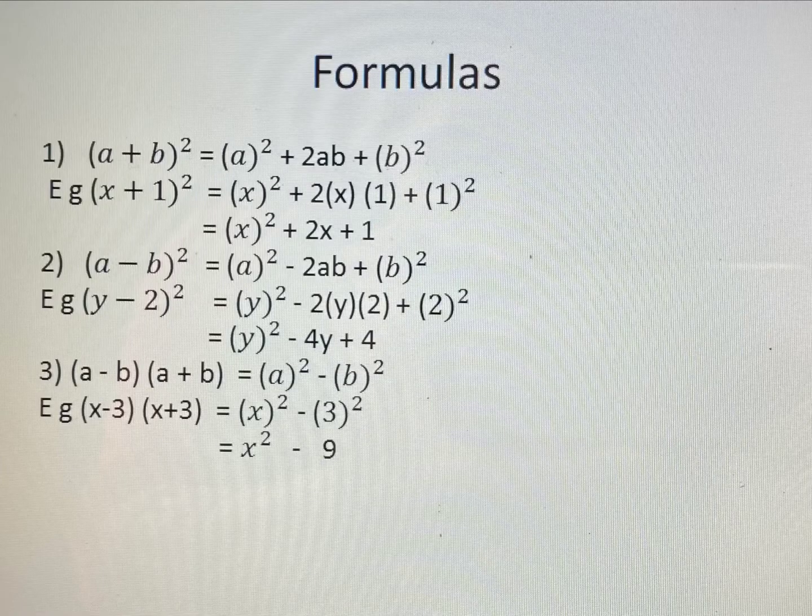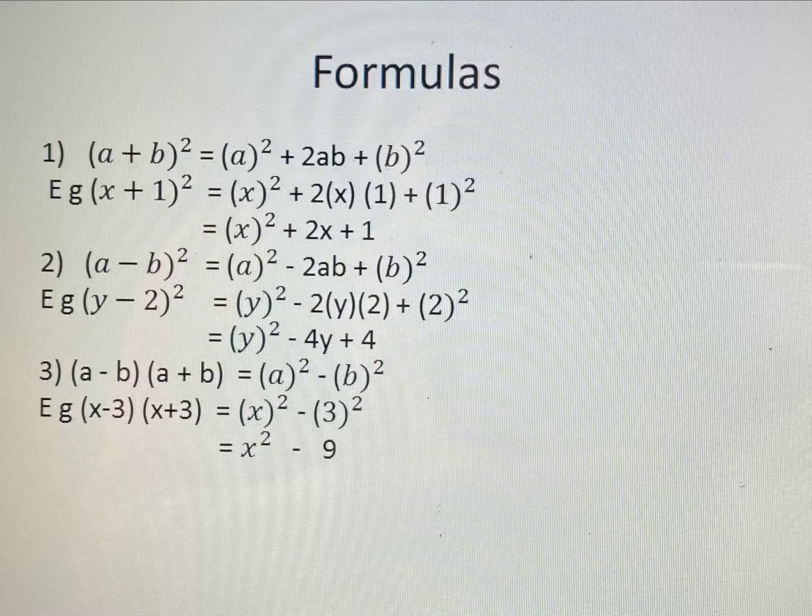Let us recall the identities which you have studied in lower classes before considering the next example. First identity is a plus b whole square, that is equal to a square plus 2ab plus b square. Example, if we take x plus 1 whole square, here a is equal to x and b is equal to 1. So we will substitute a by x and b by 1. So we will get a square, that is x square, plus 2ab, that is 2 into x into 1, plus b square, that is equal to 1 square. So it can be written as x square, 2 into 1 is 2, so plus 2x plus 1.